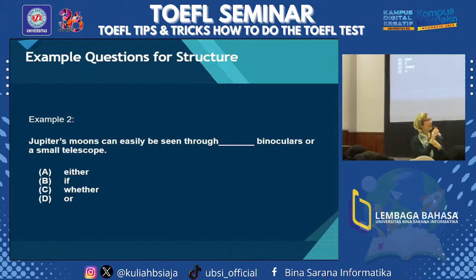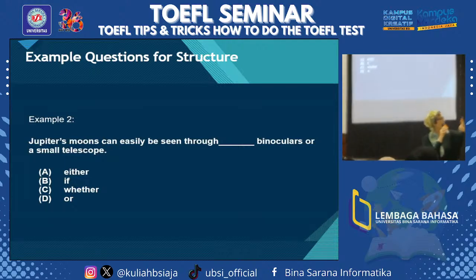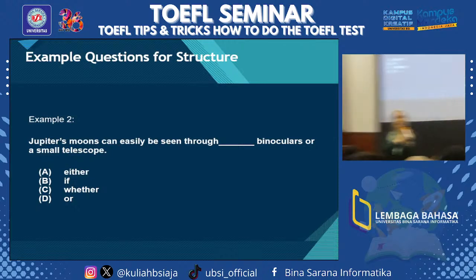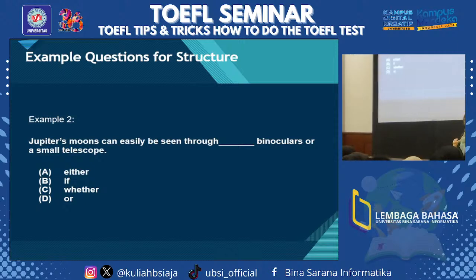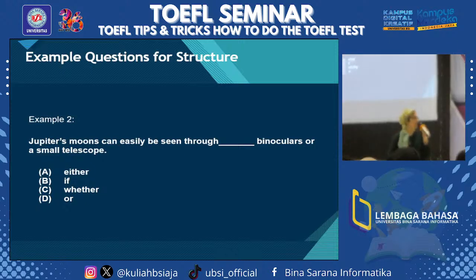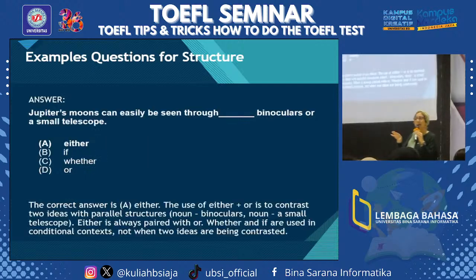Jupiter's moons can easily be seen through blank binoculars or a small telescope. A, either. B, if. C, whether. D, or. What do you think? Yes, very good. A. Jupiter's moons can be seen through either binoculars or a small telescope. Next slide, please.